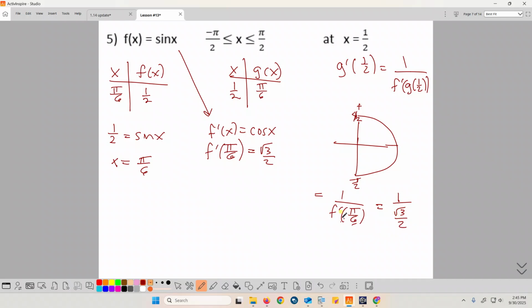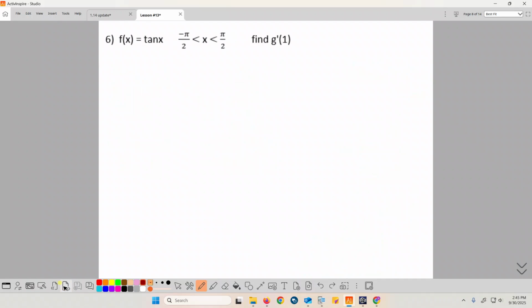And just like the last one, we would do the keep, change, flip. And we end up getting 2 over radical 3. There's no need to simplify these. Remember, in calculus, we really don't have to do that, okay? So feel free to leave your answer like this. Okay, so let's keep doing another one, okay?